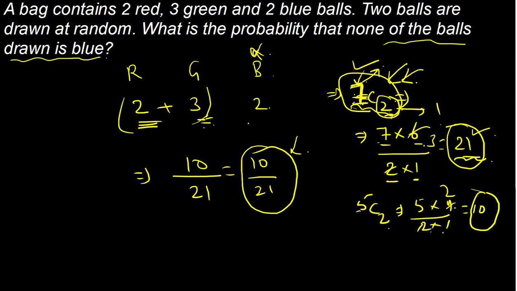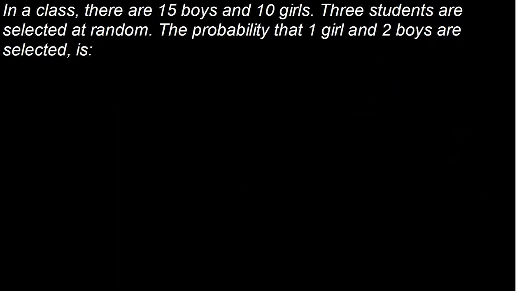Okay, let's come to the next question. In a class there are 15 boys and 10 girls. Okay, so how many boys are there and how many girls are there? So there are 15 boys and 10 girls. 3 students are selected at random. So out of them, 3 students are selected at random. The probability that 1 girl and 2 boys are selected. Okay, it's a bit different question.